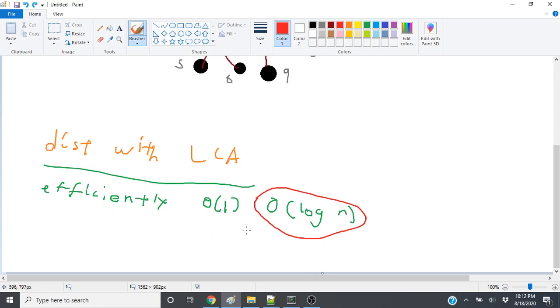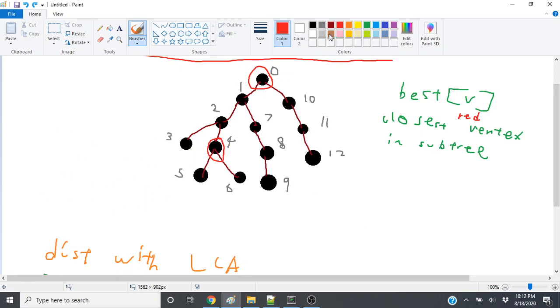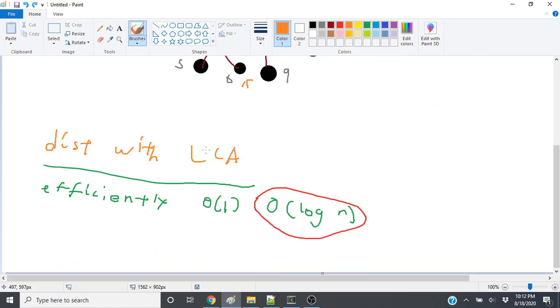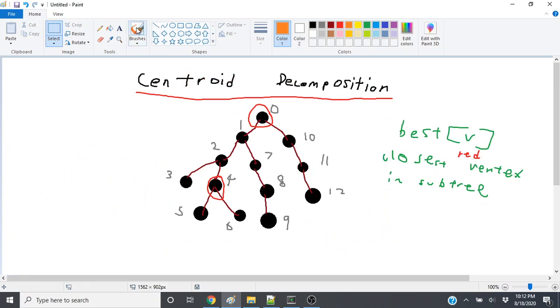So again, you don't have to know how LCA works for this tutorial. All you have to know is that we can get it in O of log n. That means the distance between any two vertices, we can get it efficiently in O of log n. Perfect. So let's get that out of the way.